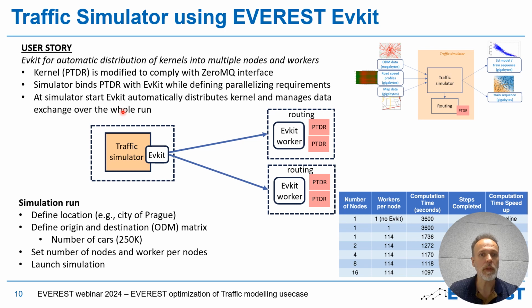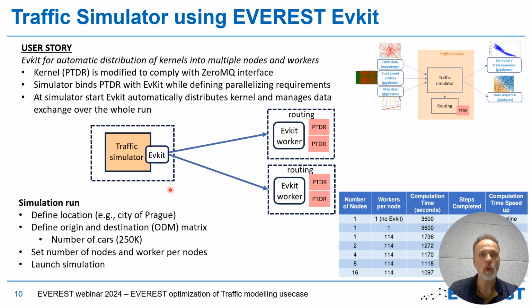And at the simulator start, fkit will automatically distribute kernel and manages data exchange over the whole run. So the original architecture with a single ptdr kernel instance will translate into the following scheme, where the kernel is multiplied across nodes and workers.